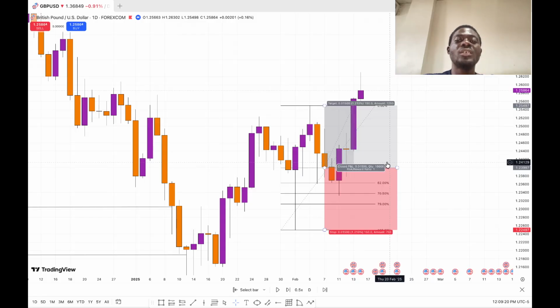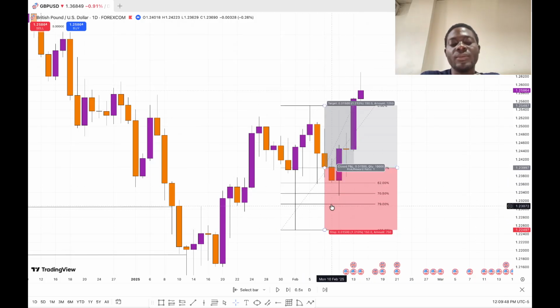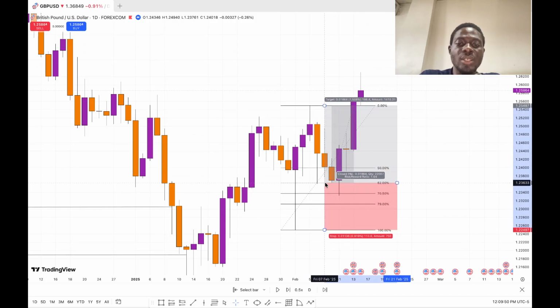If you are impatient to wait for the setup, at least be patient to wait for it to get to only 50%, then you add your position. When it goes below, let's say up to 62%, you can add another position. That's by the risk you have determined to take. Nobody will force you to add that position. But there are cases where price gets to the 50% level and then booms off.